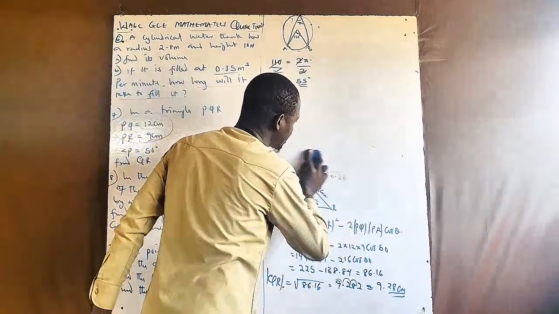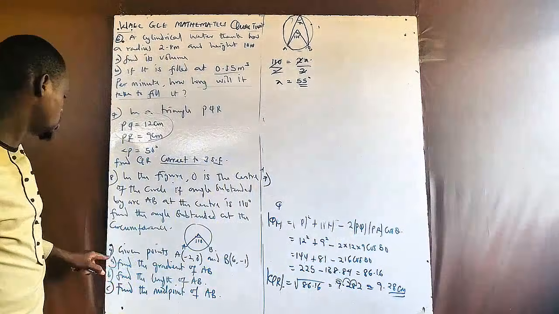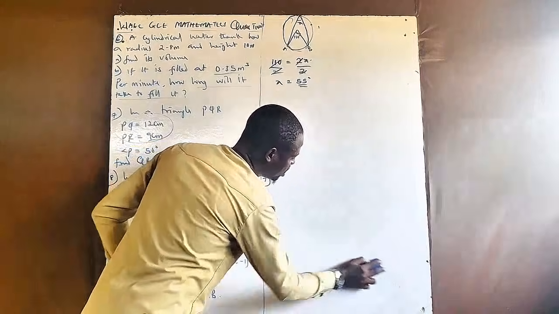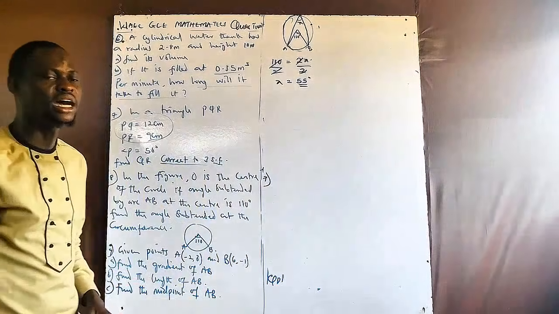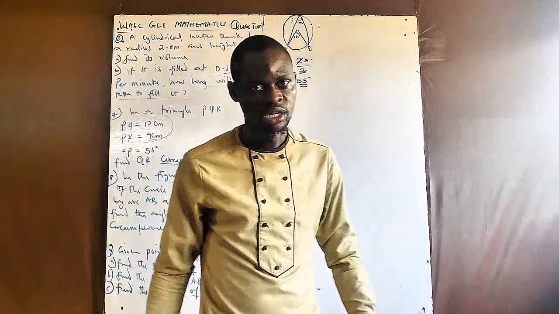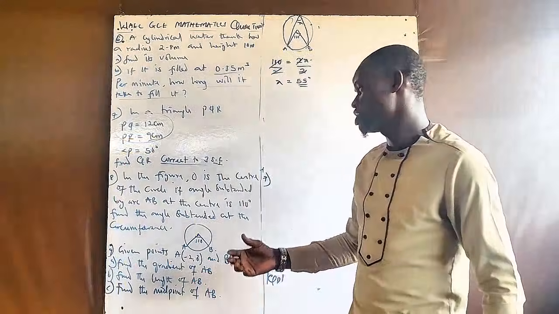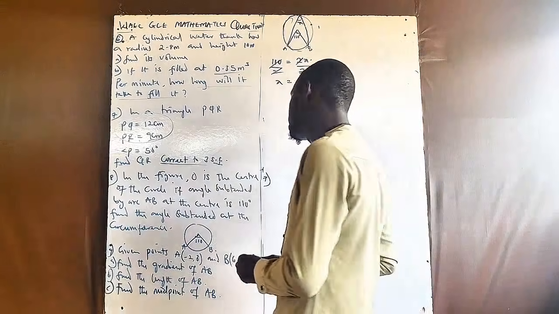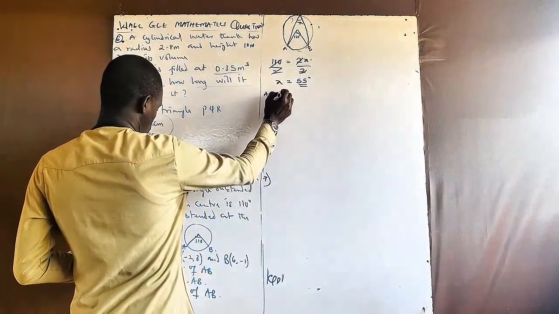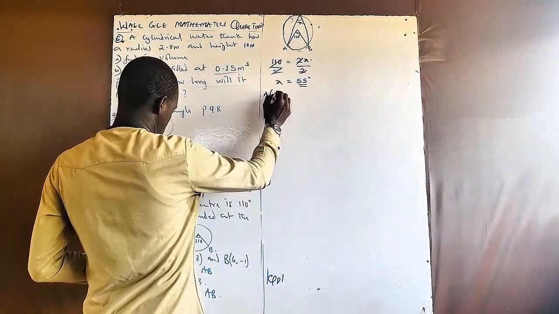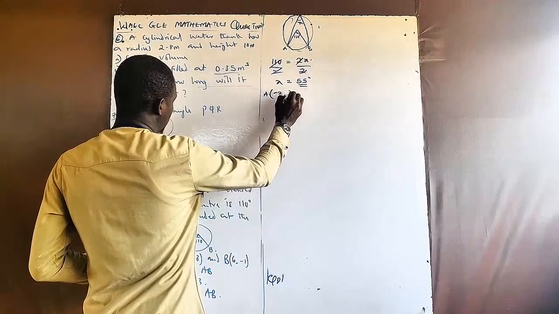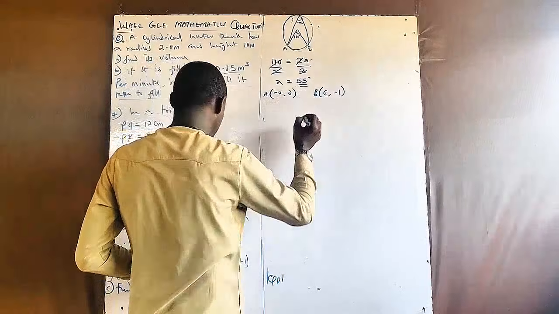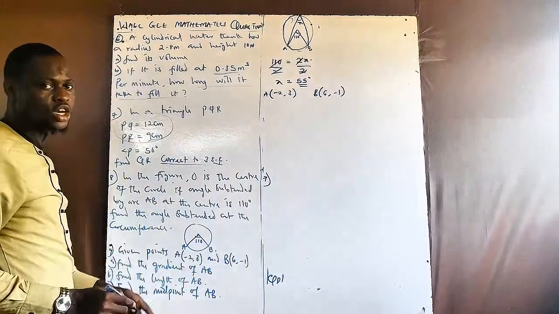Now, let's take a look at question number 9. What is this question all about? This question is under coordinate geometry, and it is very easy. Look at it. They said, given point A as (-2, 3) and point B as (6, -1), find the gradient of AB.